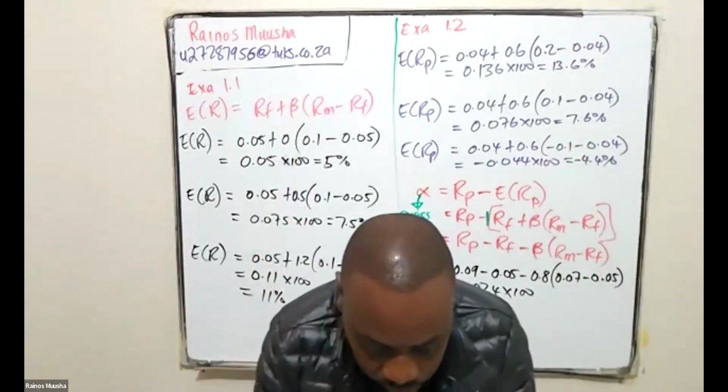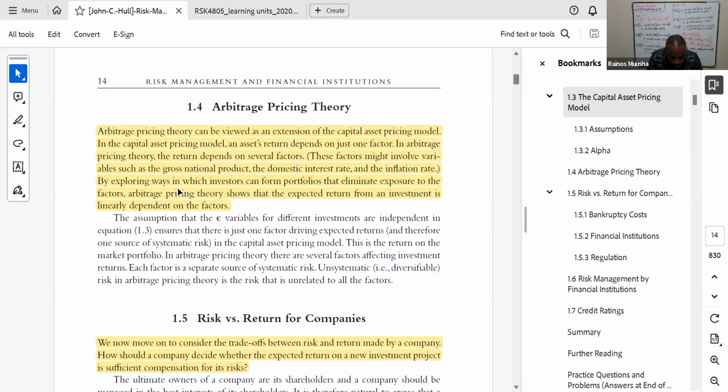So that's where the capital asset pricing model basically would differ from the arbitrage pricing theory. So they go on to say, in arbitrage pricing theory, the returns depend on several factors. And in brackets, they say, these factors might involve variables such as gross national product, the domestic interest rate, and inflation rate. So by exploring ways in which investors can form portfolios that eliminate exposure to the factors, arbitrage pricing theory shows that the expected return from an investment is linearly dependent on the factors as well.